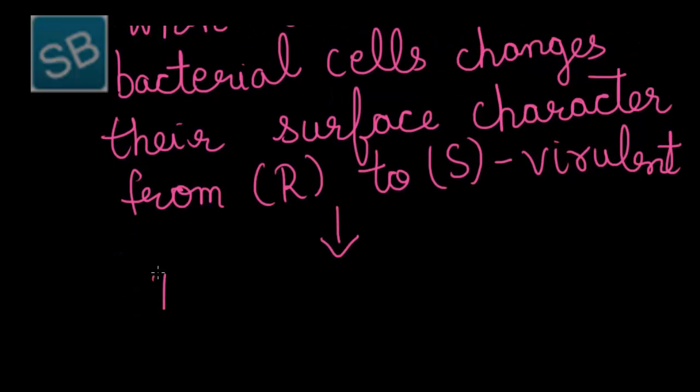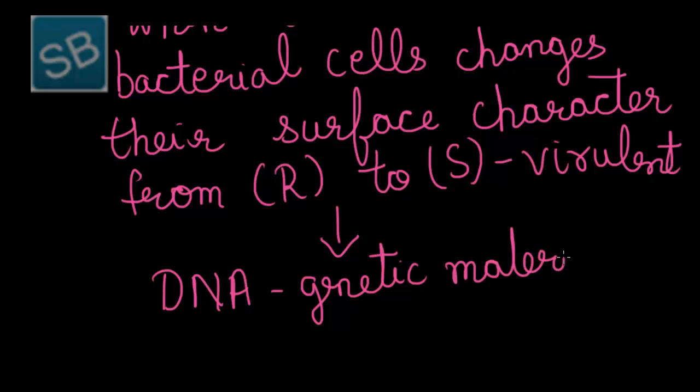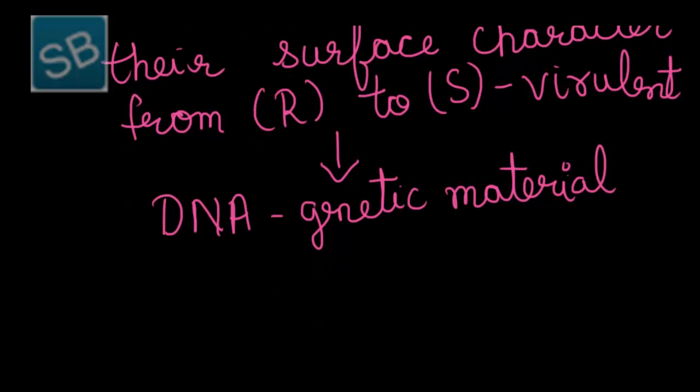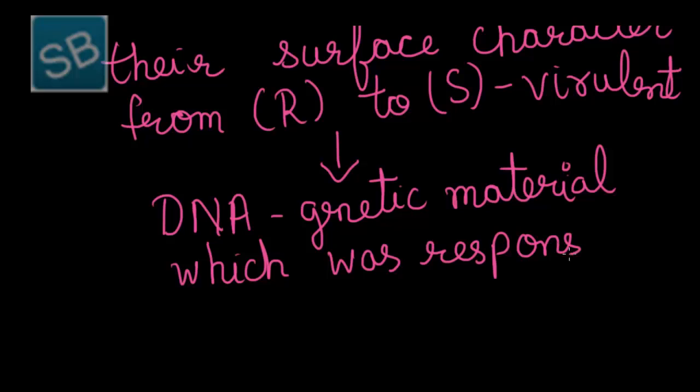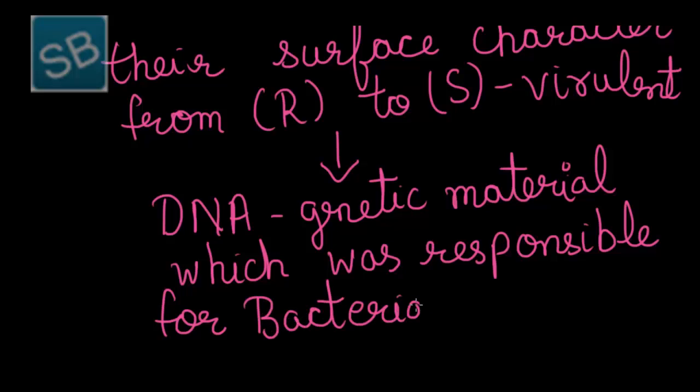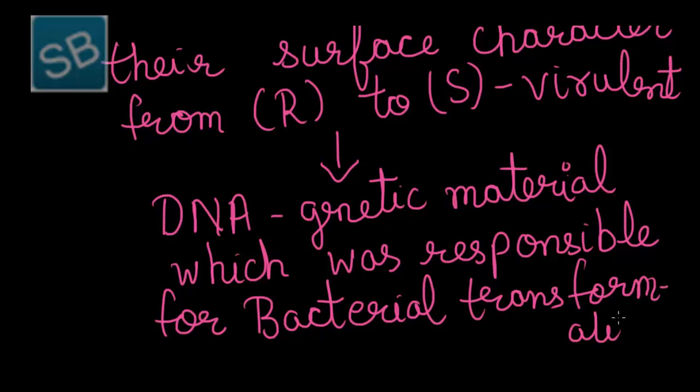Thus, DNA was the genetic material which was responsible for carrying out bacterial transformation. And so, according to this, it was thus proved that bacterial transformation involves transfer of DNA from the dead to living bacteria that expresses the character of dead cells. And such a transformation was named as recombination.